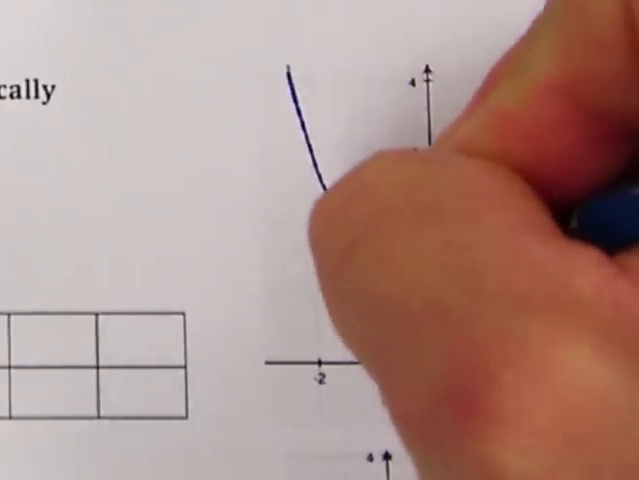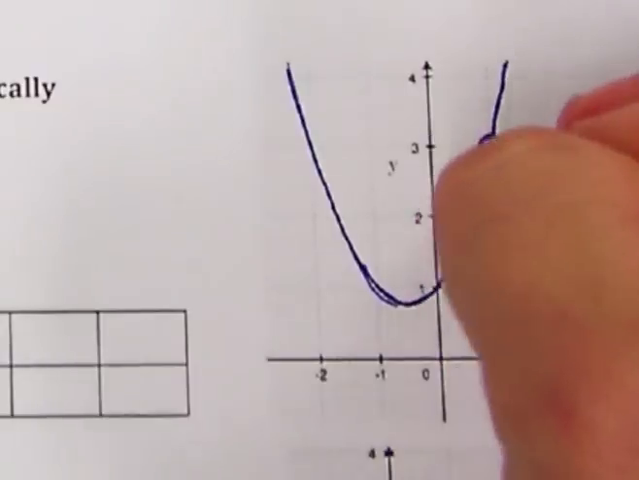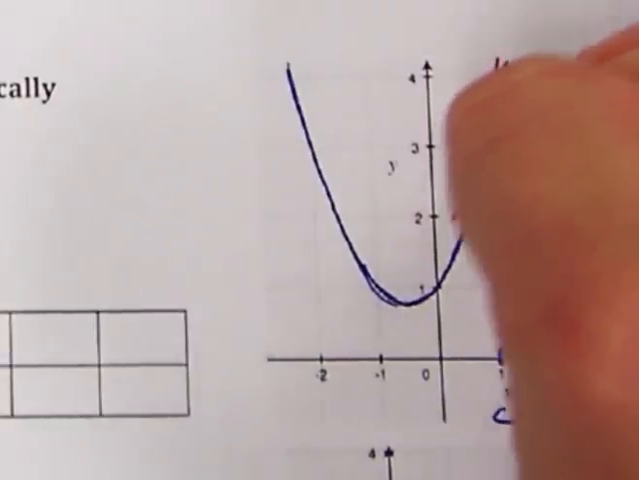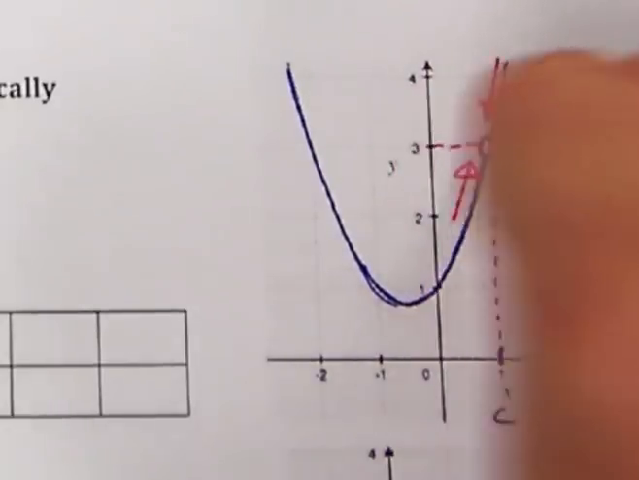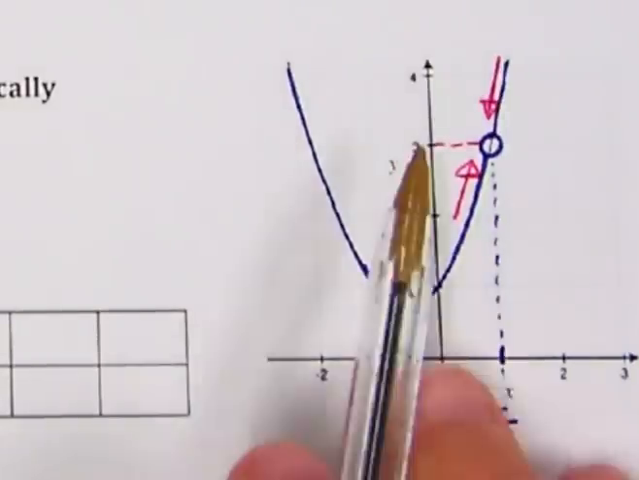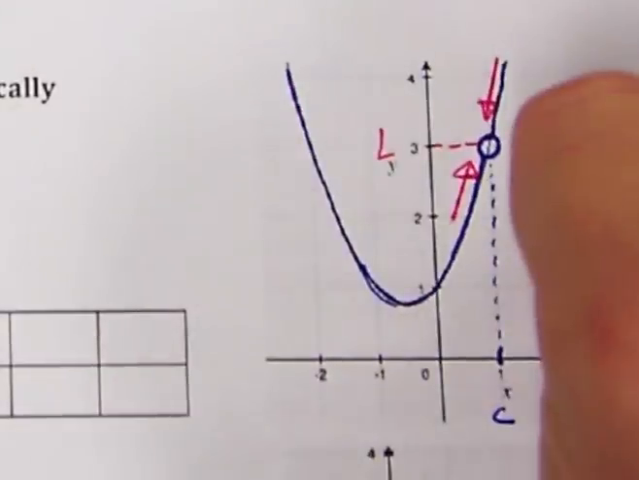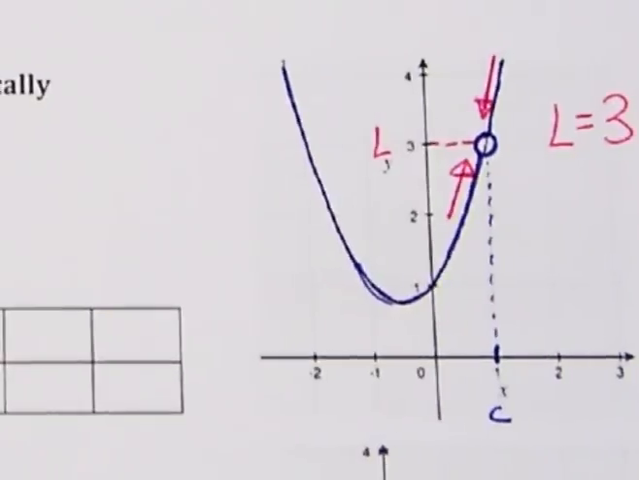Okay. So what we're trying to determine is, as x gets closer and closer to c from both sides here, what's the intended height? What are we getting closer to? And you can see it traces over here to 3. So for this, graphically, it looks like L, or our limit, is going to equal 3.